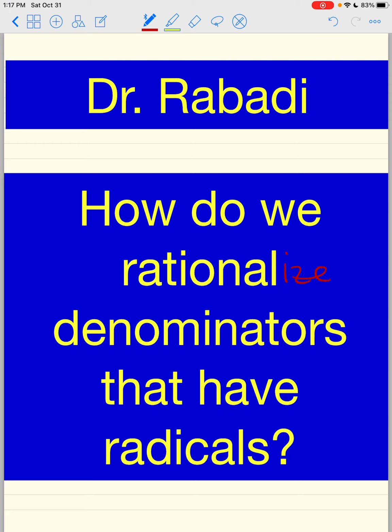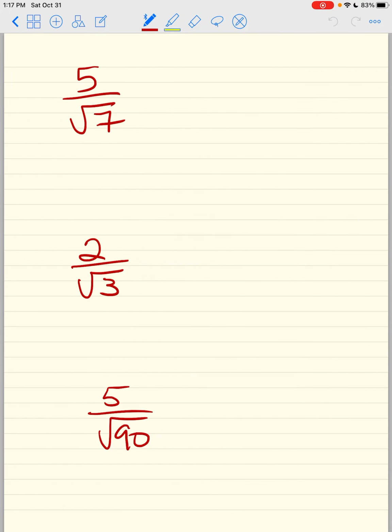How do we rationalize denominators that have radicals in them? Typically teachers will always say that you can't have a square root in the denominator. That's a lie, but nevertheless, we will figure out how to get rid of it.